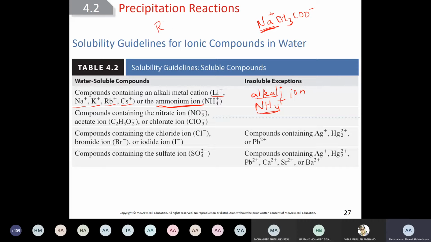Okay, how about this one? Rubidium sulfate. Is it soluble in water? Yes, because it has rubidium, an alkali ion, so it will dissolve in water. Good? Is this easy? Yes. Next, any compound that contains nitrate will dissolve in water. For example, if I tell you calcium nitrate, is this going to dissolve in water? Yes. Why? Because it has the nitrate ion.